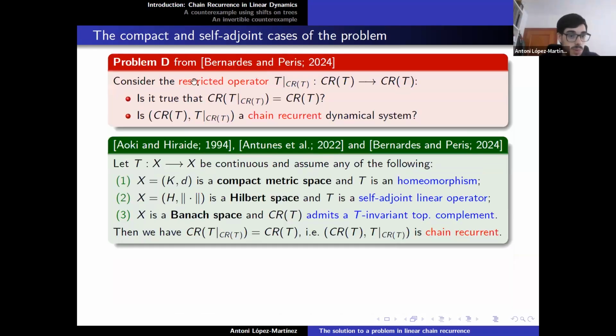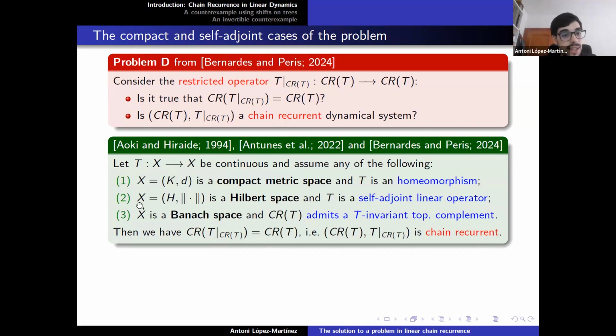What was known about this problem? Well, there are many situations in which the answer is yes, that when you take the restriction, it is again a chain recurrent dynamical system. And in fact, here we also have examples of non-linear dynamical systems. Consider T as just a continuous map: if the space is a compact metric space and the map is a homeomorphism, then the answer is yes. The set of chain recurrent vectors of the restriction is still the same set as the set of chain recurrent vectors of the original map.